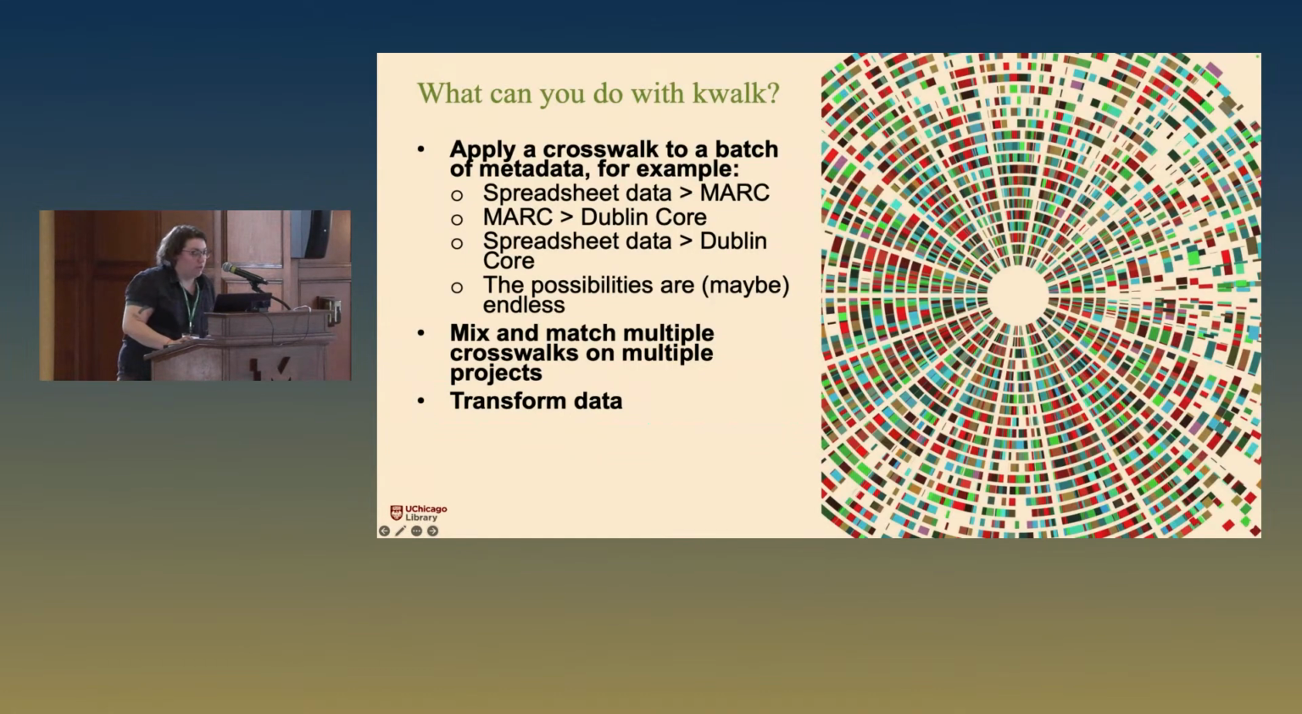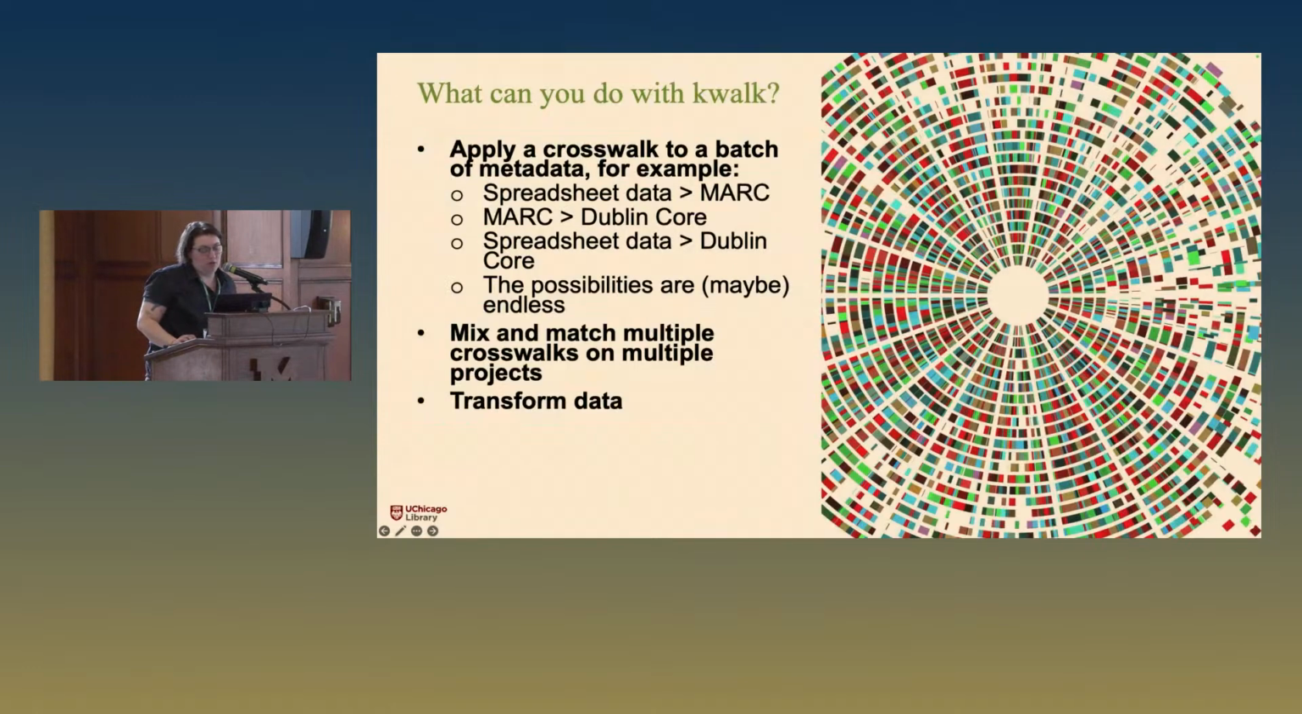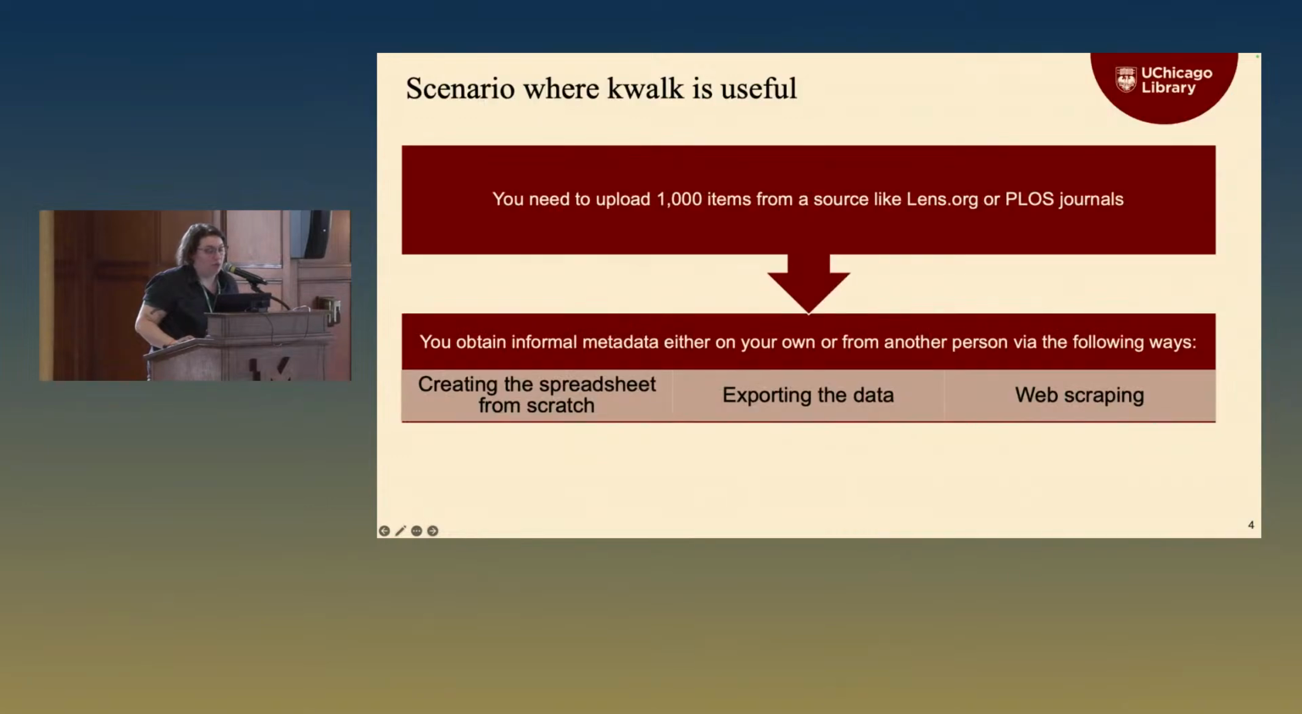So, actually, let me go here first. The possible data transformations that you can have with Refer Tool: you can rename all fields from invented field names to whatever field names your repository takes. You can add in fields that are missing and exclude fields, combine fields, modify them, and then you can also generate upload URLs. Now let me go back.